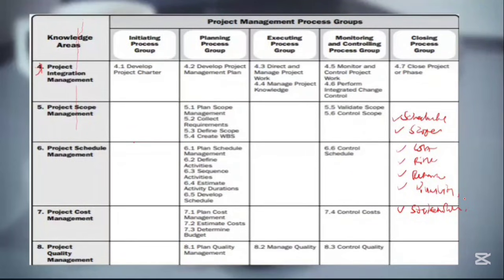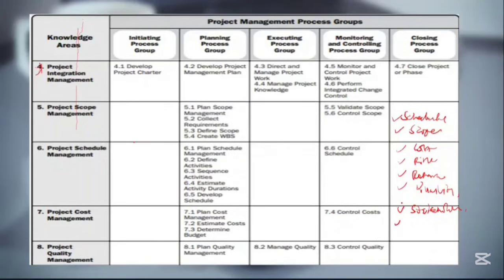How many do you have? 10 of them. How many do you have now? 1, 2, 3, 4, 5, 6, 7. So what it means is if you can remember the 7 constraints, you should be able to remember 7 knowledge areas. You are left with 3 of them. I'll bring you another knowledge area.